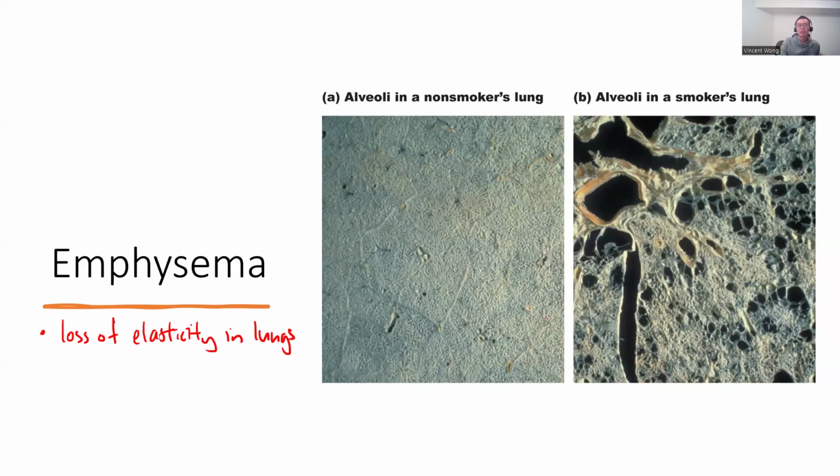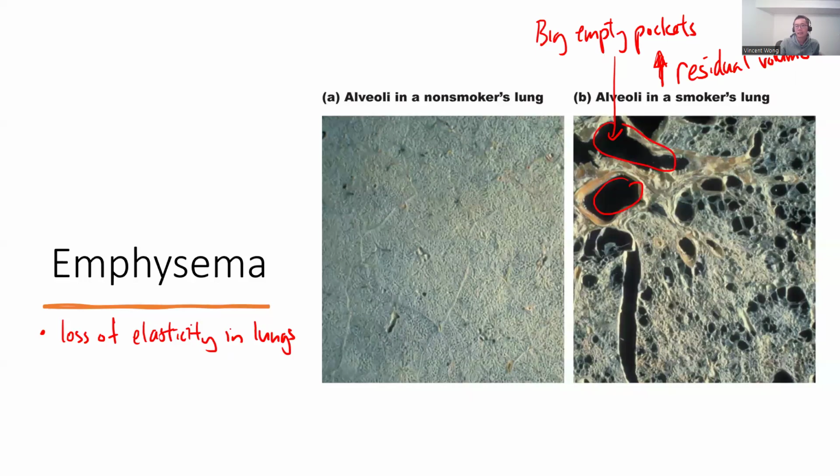Okay? The smoking will kill the alveoli and leave behind these big pockets, right? Big empty pockets. When the alveoli die, they leave behind these big empty pockets. So this will increase the residual volume. Remember, residual volume is dead air, right? Dead air. They have a lot of carbon dioxide in them, and they do not participate in gas exchange.